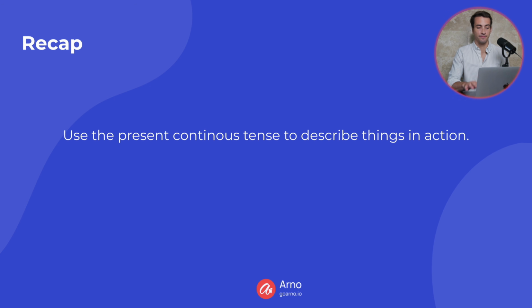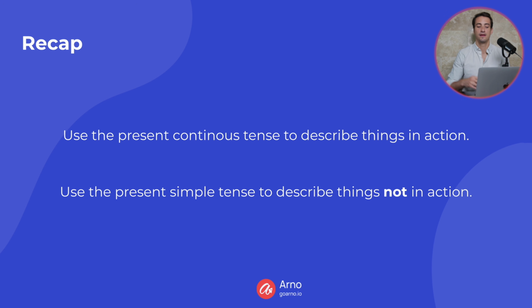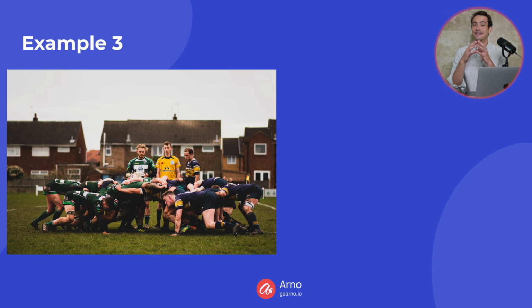So to recap, you use the present continuous tense to describe things in action, people, objects, whatever. And you use the present simple tense to describe things not in action. Okay, so that's why you need both to properly describe an image. Let's look at some examples of how we can describe different aspects of an image using these two verb tenses.